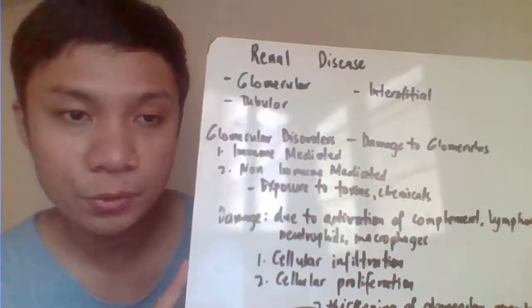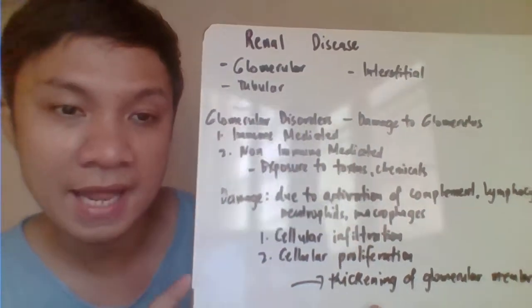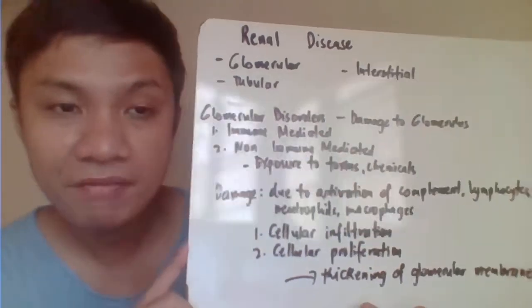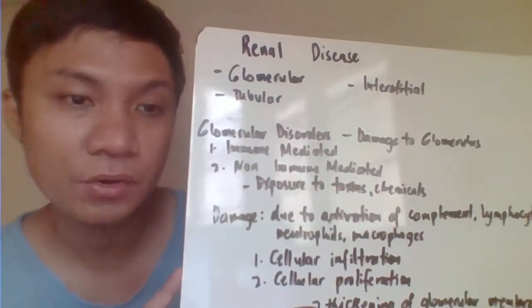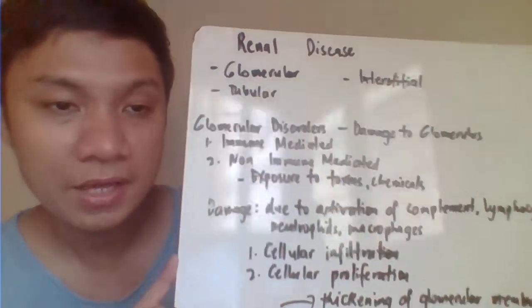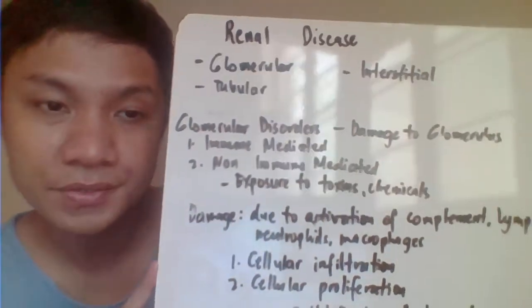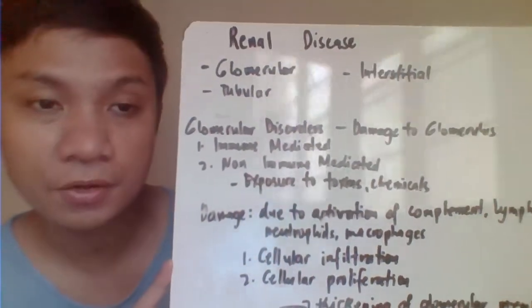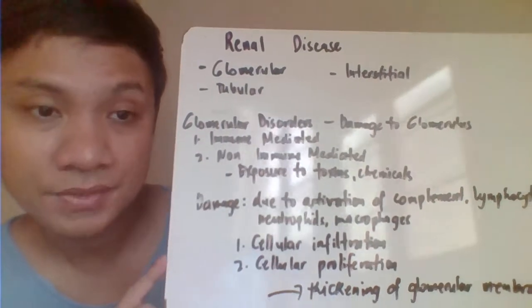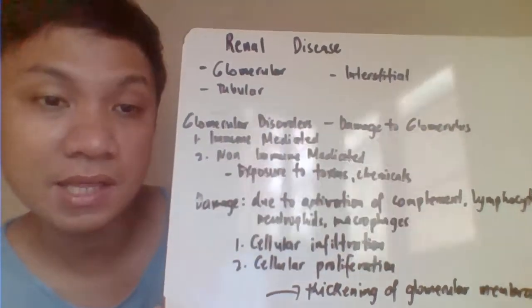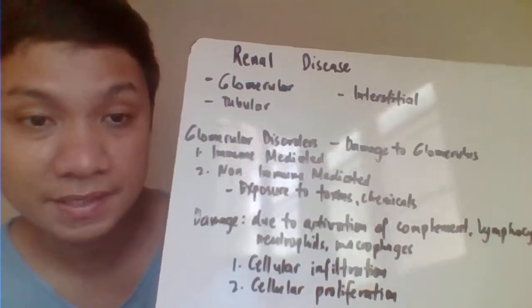Okay, today we're going to discuss all about the renal diseases. We divide our renal diseases, or damage in our kidney, into glomerular disorder, tubular, or could also be interstitial. So wherever the damage is, that's the classification of our renal disease.